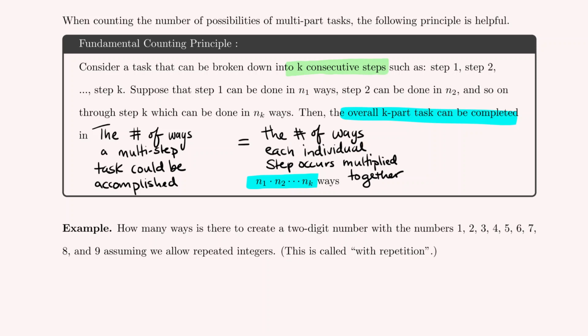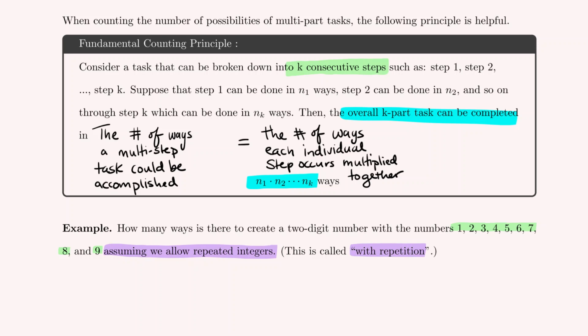So in our first example of this, we're asked how many ways there are to create a 2-digit number, and this 2-digit number will be based on the digits 1, 2, 3, 4, 5, 6, 7, 8, and 9. And then they give us this important clarification: assume that we can repeat integers. So for instance, I could have the digits 1, 1. For this chapter, we're going to use the phrase with repetition or without repetition so often that instead of saying assume we allow repeated integers, we'll just shorten that to with repetition. So look for that in future problems.